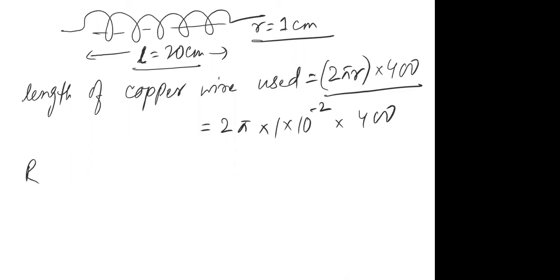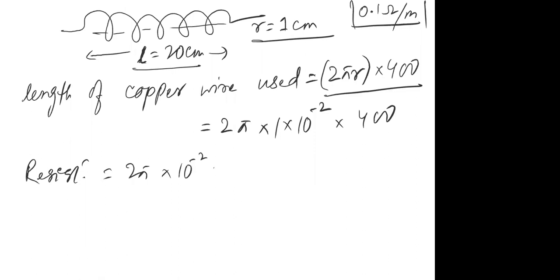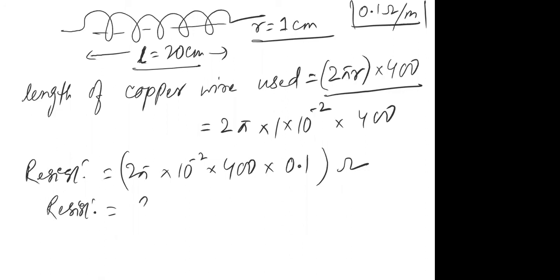So what will be the resistance? This is the length, and unit length has 0.1 ohm per meter. So what will be the resistance of this length? That will be 2 pi into 10 to the power minus 2 multiplied by 400 multiplied by 0.1 ohm. If I solve this, I'll get the total resistance, and it will be simply 8 pi into 10 to the power minus 2, I guess. This will be the total resistance.